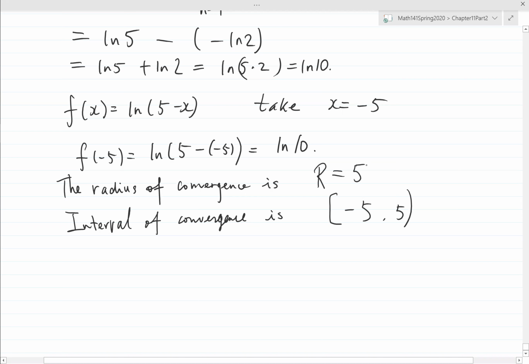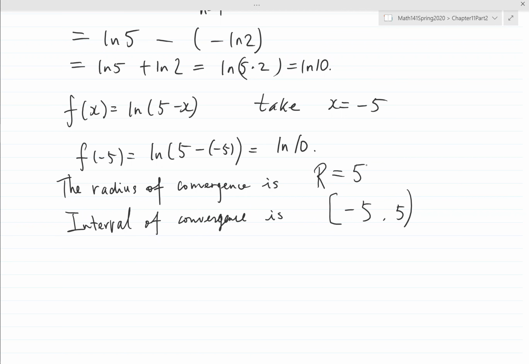R is actually 5. Now you need to be careful. Here I also check the function value at -5 and the value of the power series at -5. Even if the power series converges at the boundary, sometimes the value it converges to may not be the same as the function value. At the boundary it can be really bizarre, so you need to be careful.